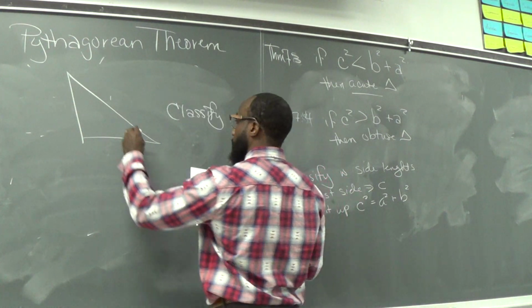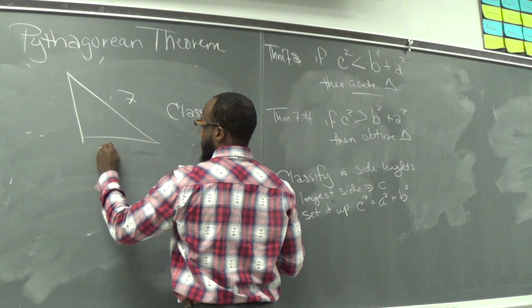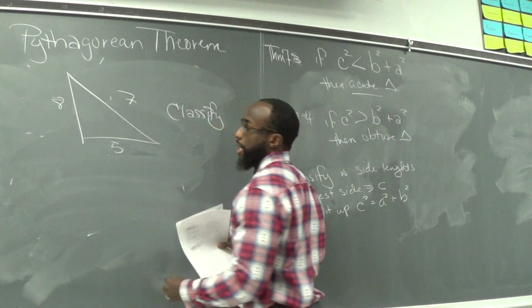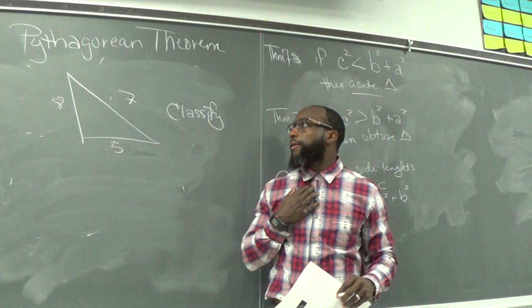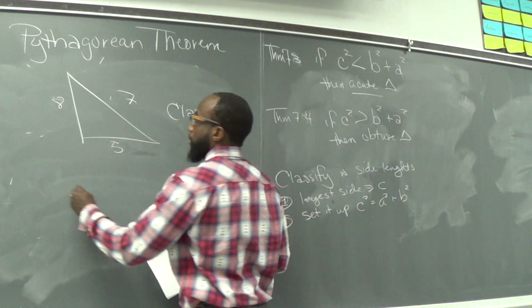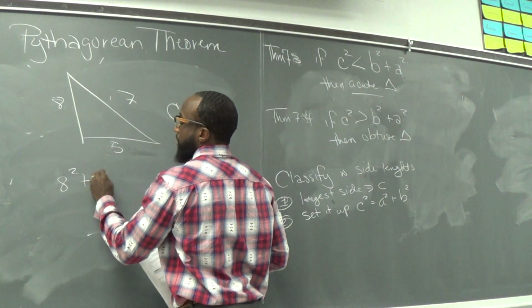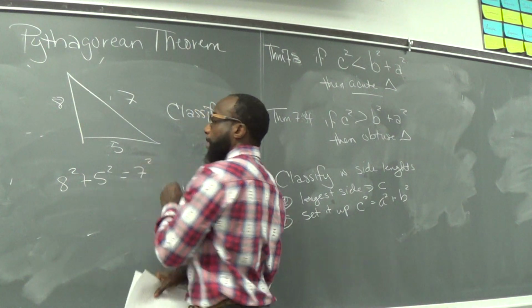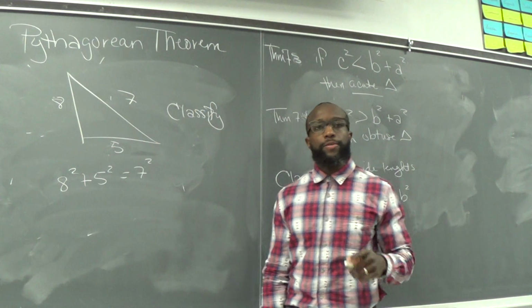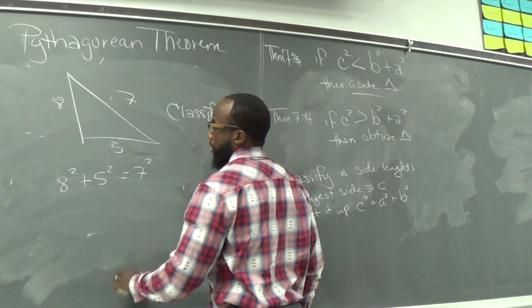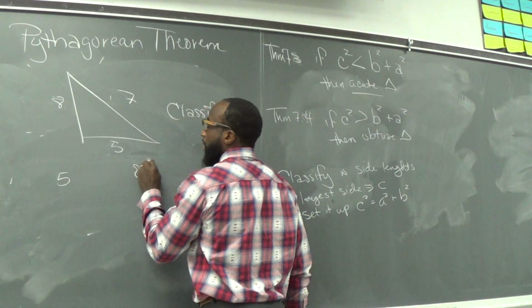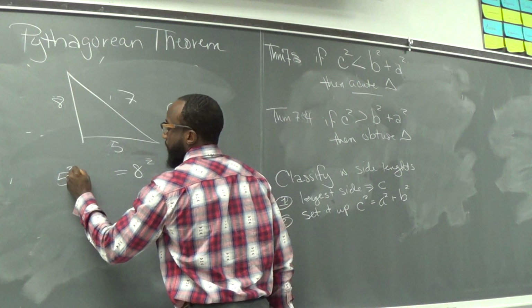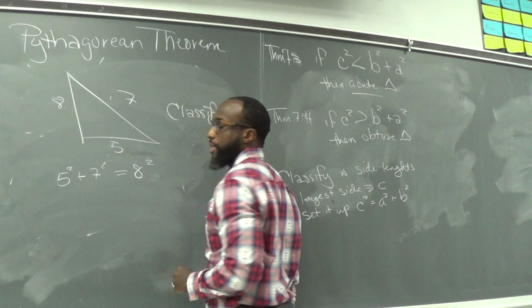Alright, if I gave you the sides 7, 5, and 8, what kind of triangle is that? How would I set this one up? A squared plus 5 squared equals 7 squared? No. What should it be? 5 squared plus 7 squared equals 8 squared. Right, the biggest side is by itself. 5 squared plus 7 squared is 8 squared.